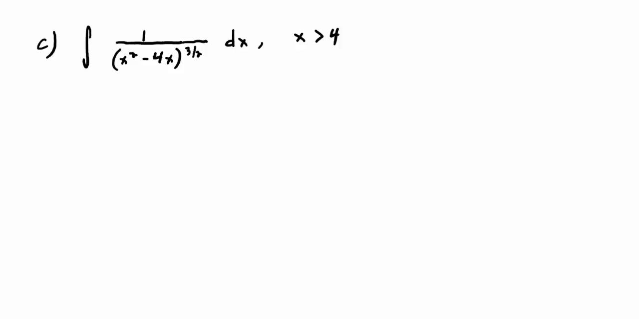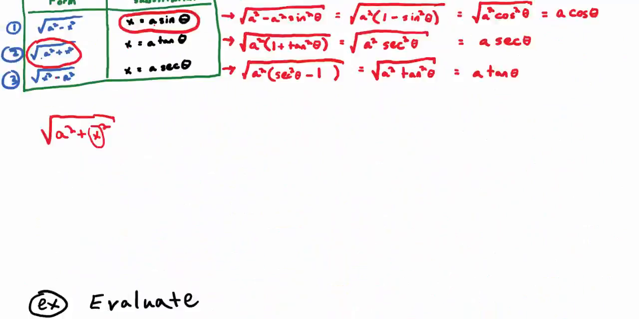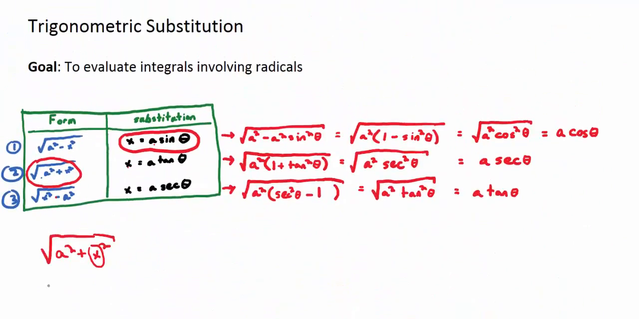All right. Does this look like any of those forms from the beginning? x squared minus 4x inside. So look inside the grouping symbol. This is a kind of root, right? The 3/2 power is a kind of root. So it makes sense we might try a substitution, but does it look like any of these? Does it look like the square root of a squared minus x squared? The square root of something squared plus something squared? Or the square root of something involving a variable squared minus something squared?